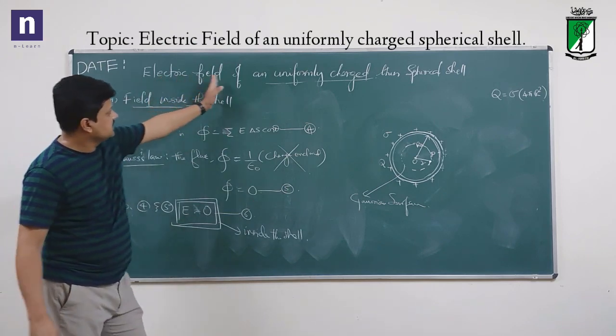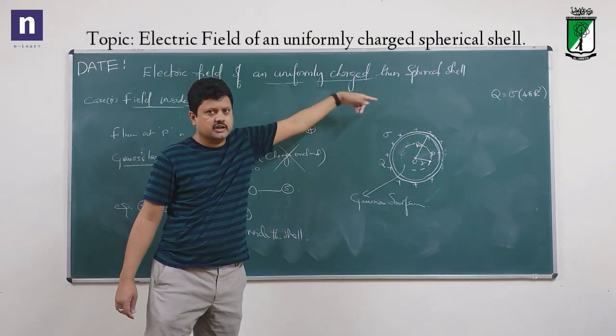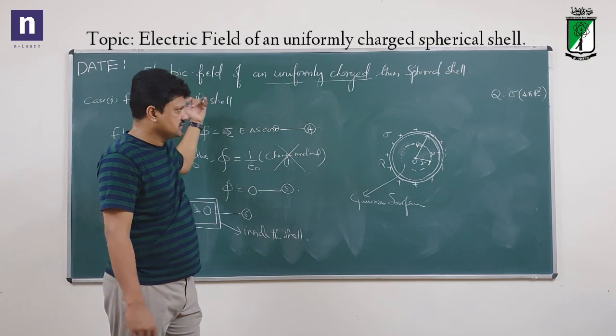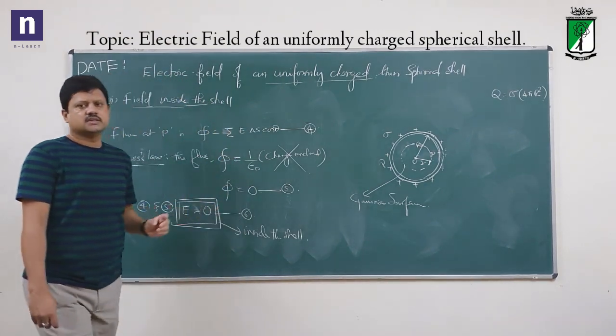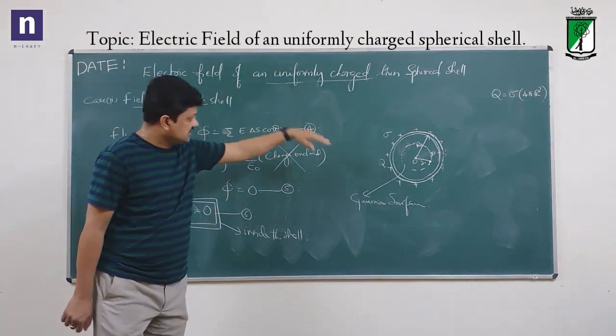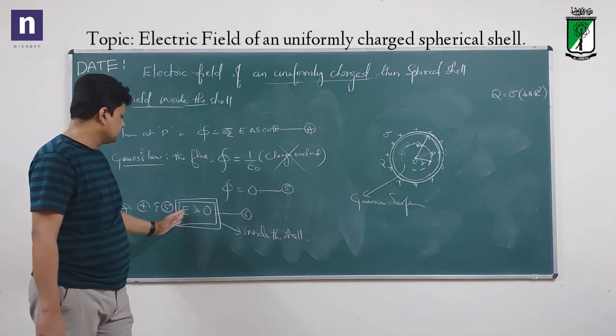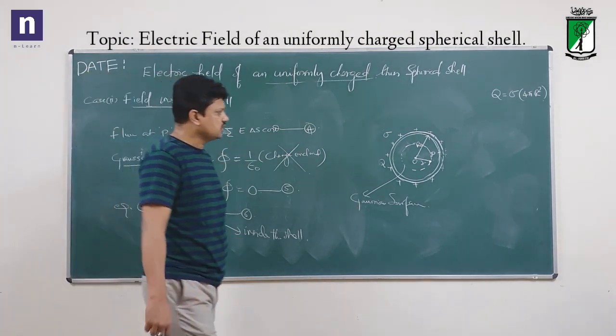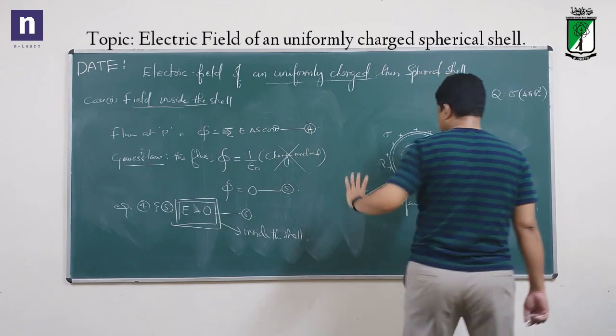That is the electric field of a uniformly charged thin spherical shell. Outside, we found the electric field is just like that of a point charge, whereas within the shell, that is inside the shell, the electric field is 0. So there is no electric field inside a charged spherical shell.